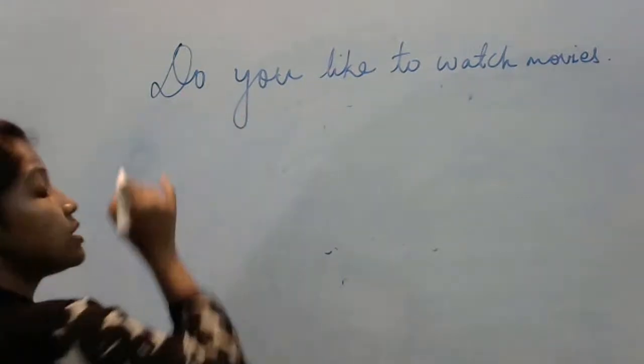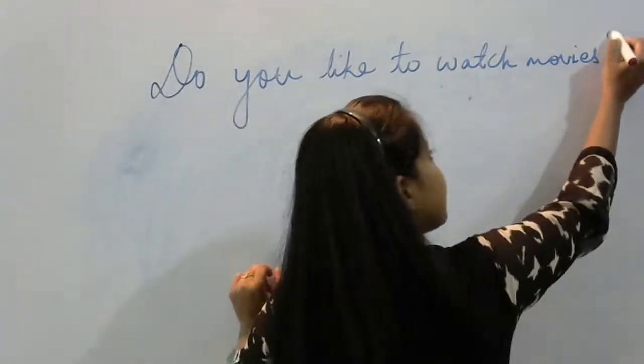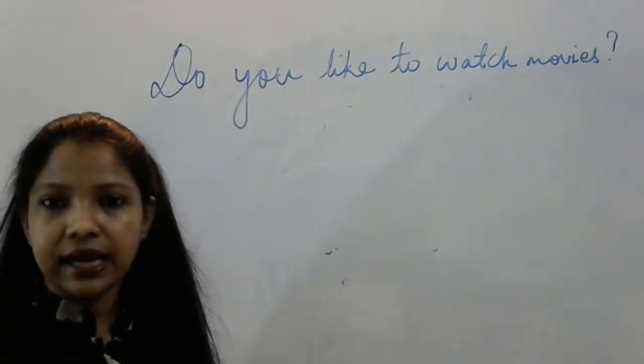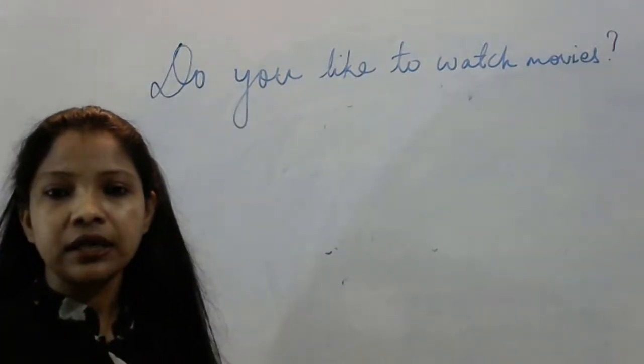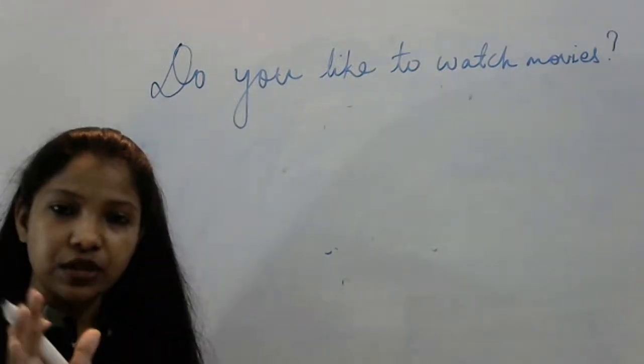The pattern is, first, this is a yes-no question. Do you like to watch movies? The answer can be yes, I like, or no, I don't. Now, when we are framing this question, what is the structure?